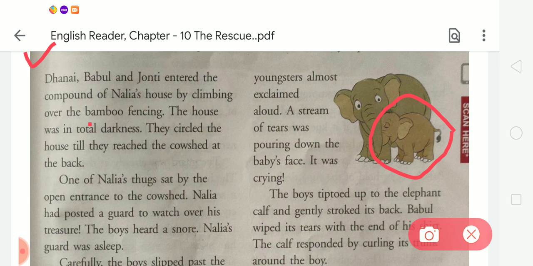Okay, so the three boys decide to rescue the baby elephant and they go into Nalia's house. The three, Dhanai, Babul and Jaunty, enter the compound of Nalia's house by climbing over the bamboo fencing. The house was in total darkness. It means all the lights are off. They circle the house till they reach the cow shed at the back.